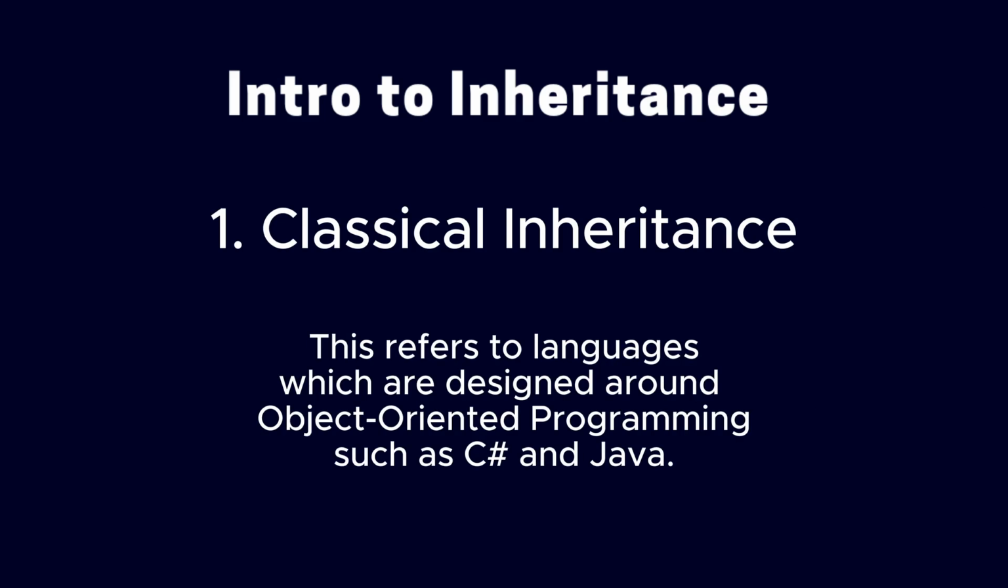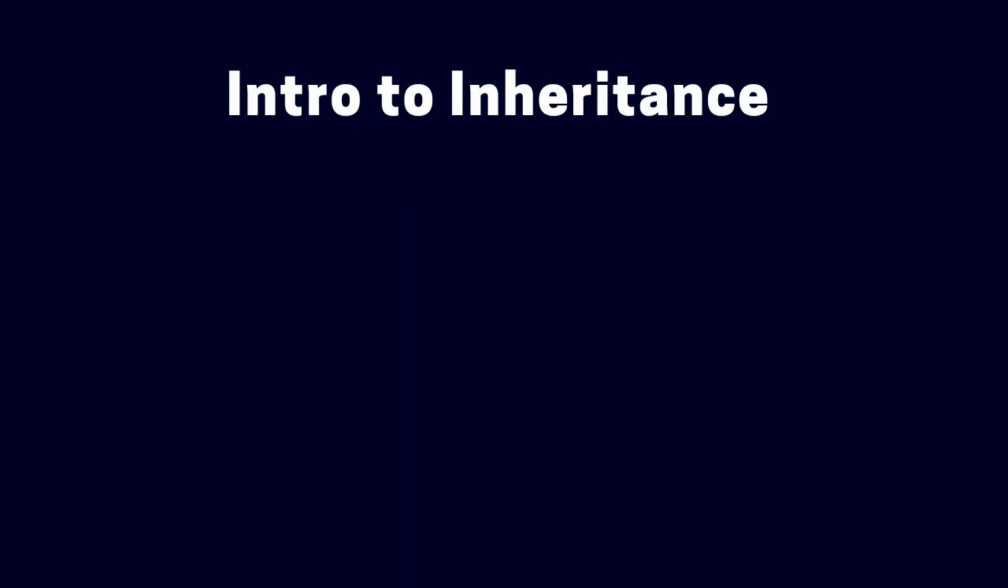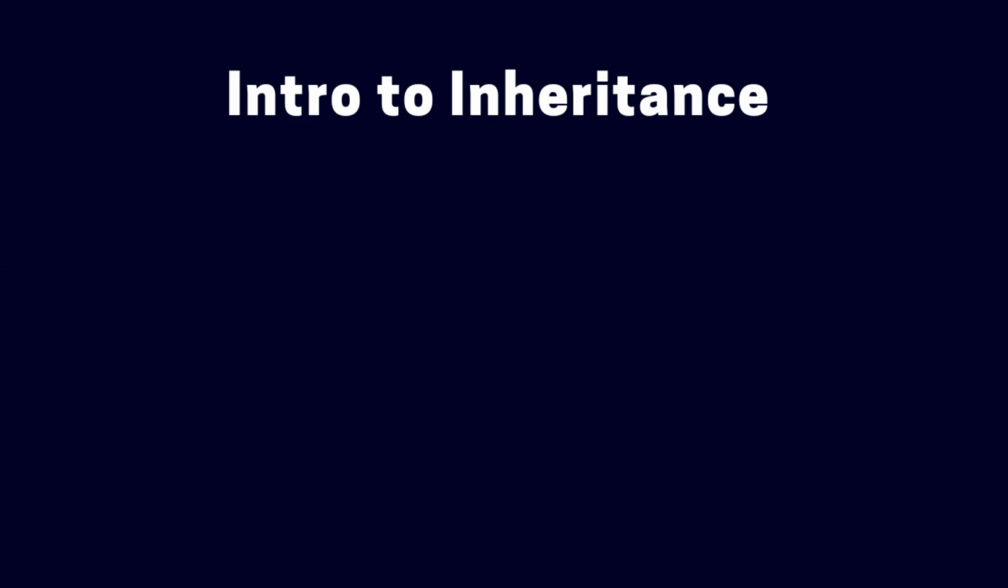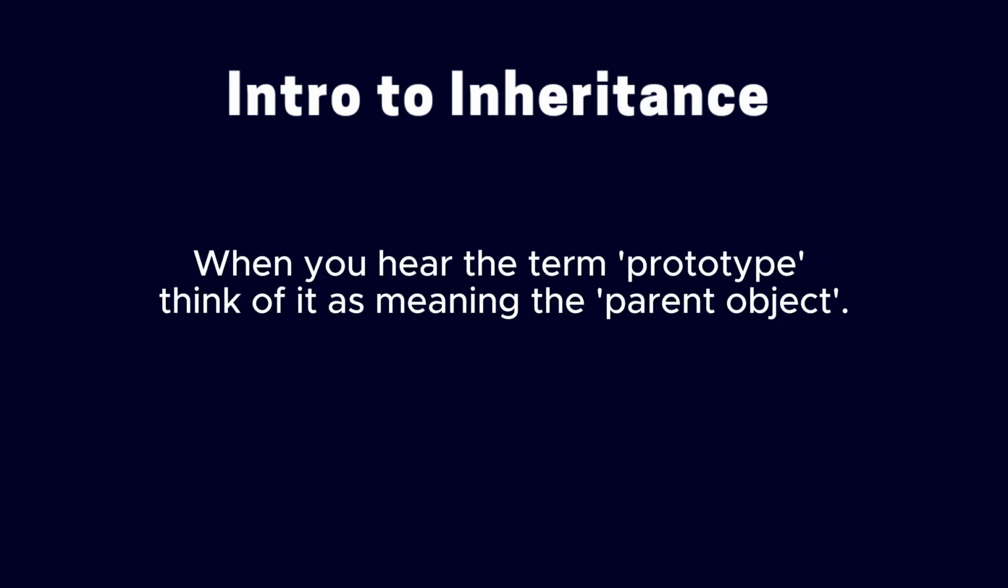This is found in class-based languages where inheritance is defined through classes, and these include programming languages like C# or Java. Now, the second type of inheritance is prototypical inheritance. This is specific to JavaScript, and this type of inheritance does not involve classes. Instead, JavaScript uses prototypes. This refers to objects that other objects can inherit properties and methods from.